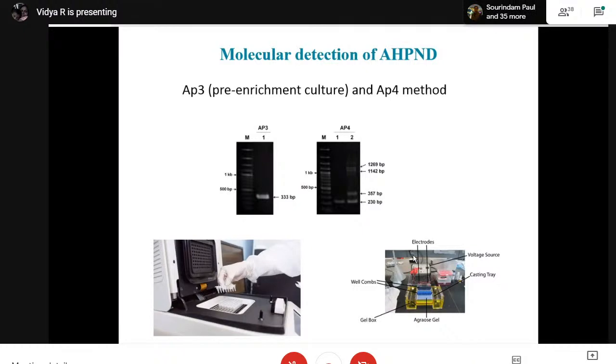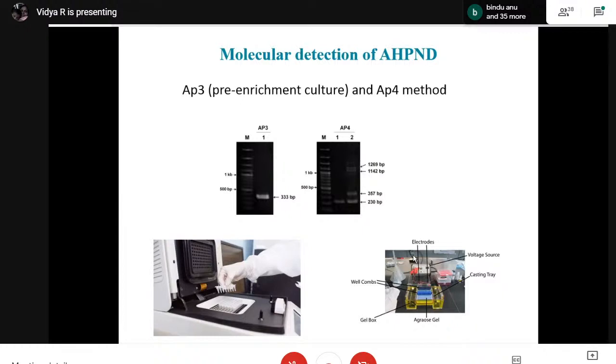The hepatopancreas should be cultured in pre-enrichment media, and that will help the parahaemolyticus to grow in larger numbers, so that we can get more DNA from this parahaemolyticus and check the presence of this particular pathogen. In the AP4 method, we can extract the DNA directly from the infected animal and check the presence of parahaemolyticus which has the PirA or PirB gene.